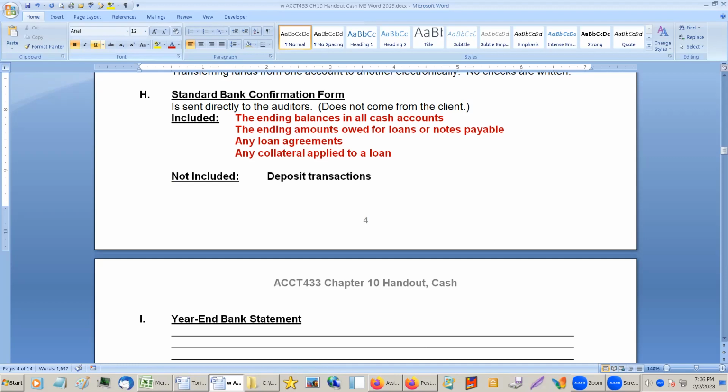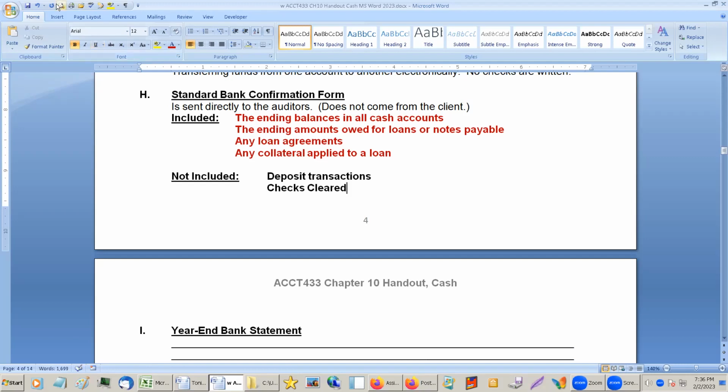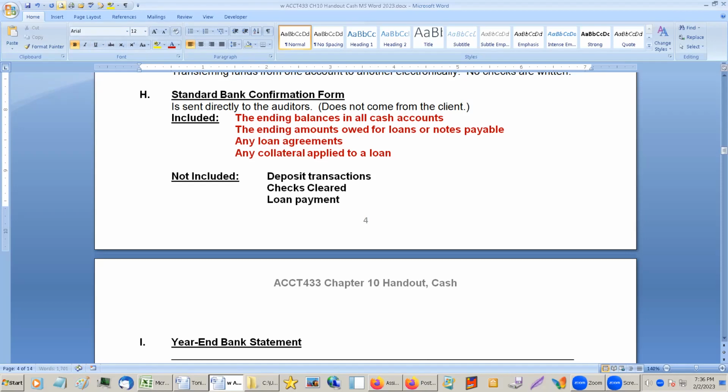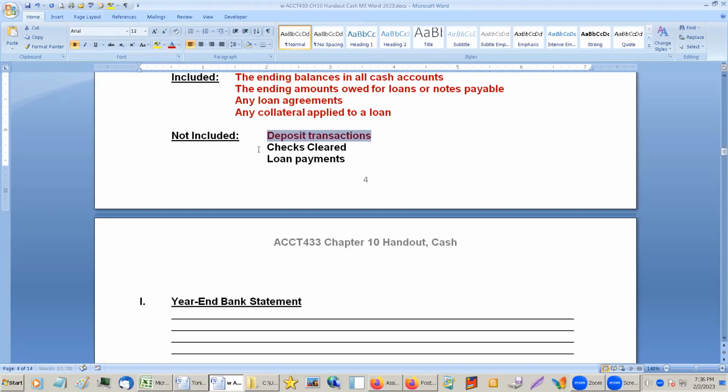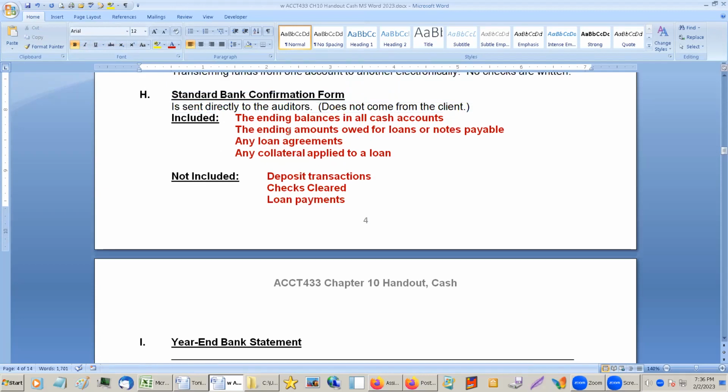Deposit transactions. Checks that have cleared. Loan payments. So what is included? We get the ending balances, no transactions, though, just the ending balance. This is what they had at the end of the year.